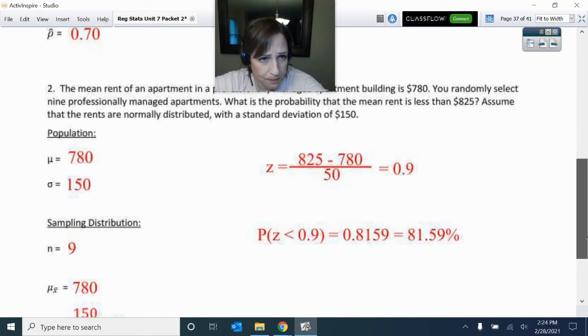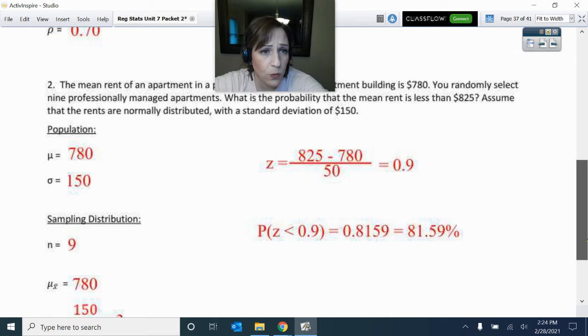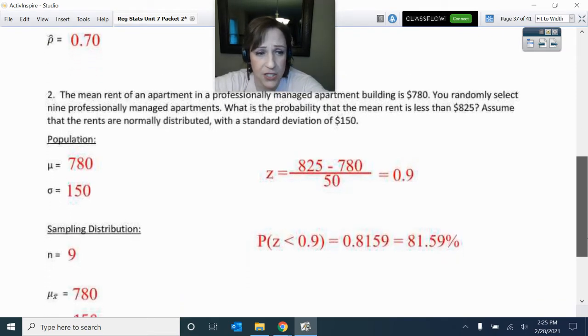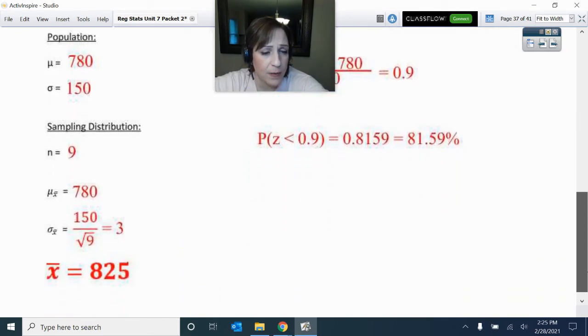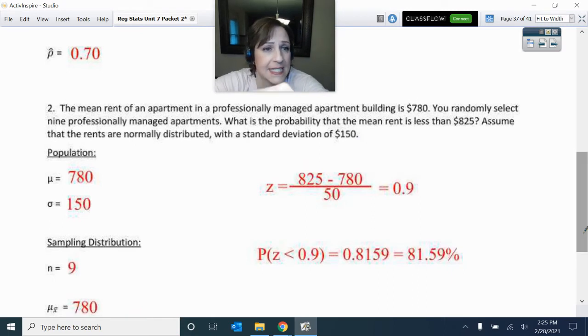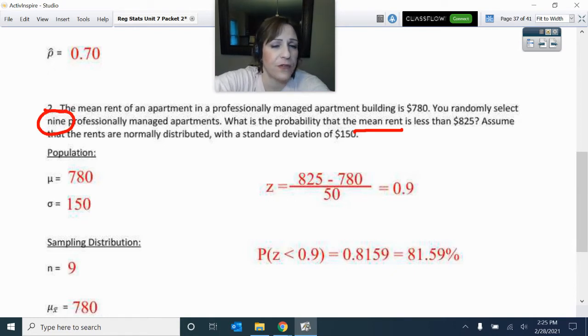All right, here we had a mean problem. We were told that the rents are normally distributed, so the population is normal. The mean of all the population is 780, but we want to know the probability that the average rent, when you randomly select 9 professionally managed apartments.